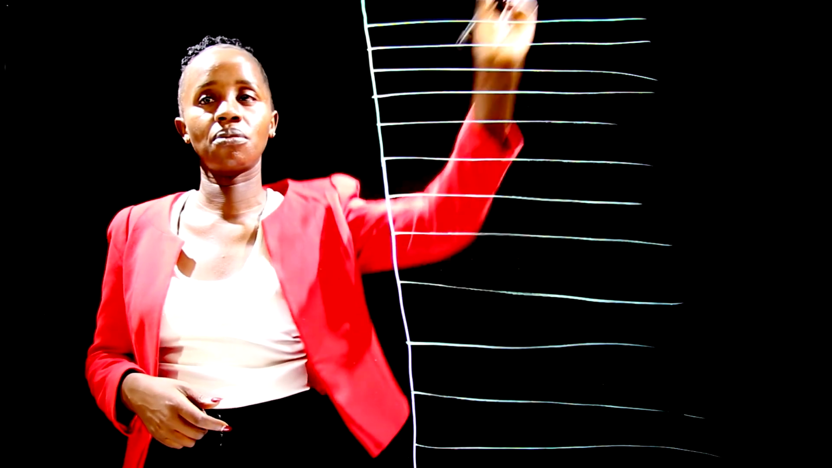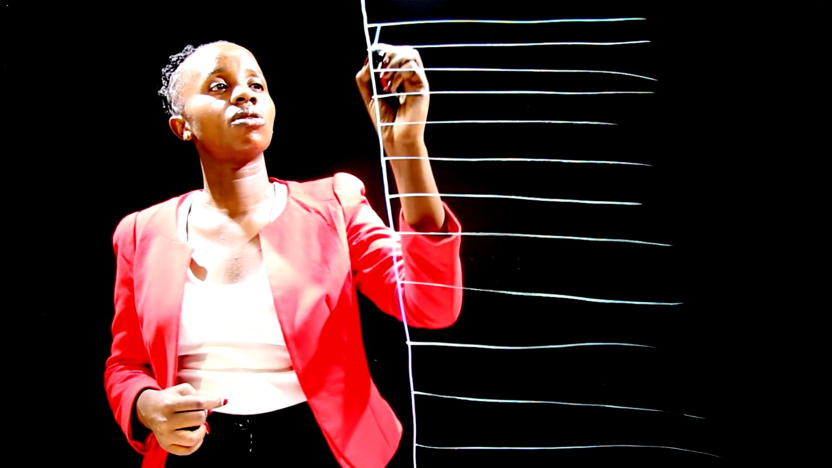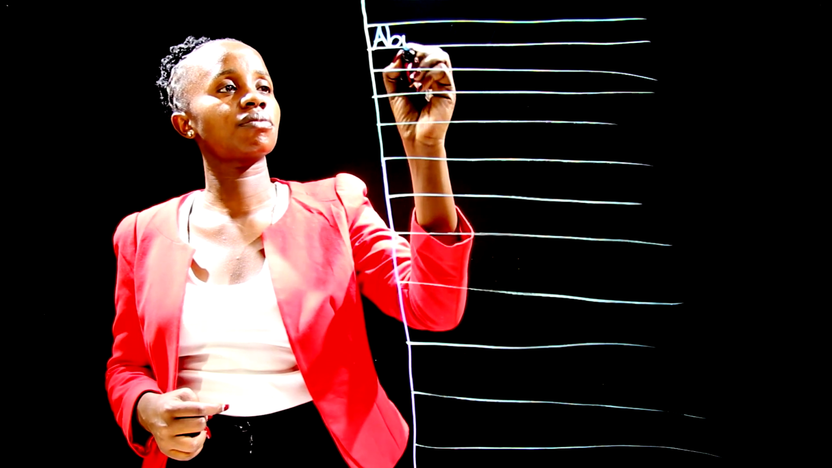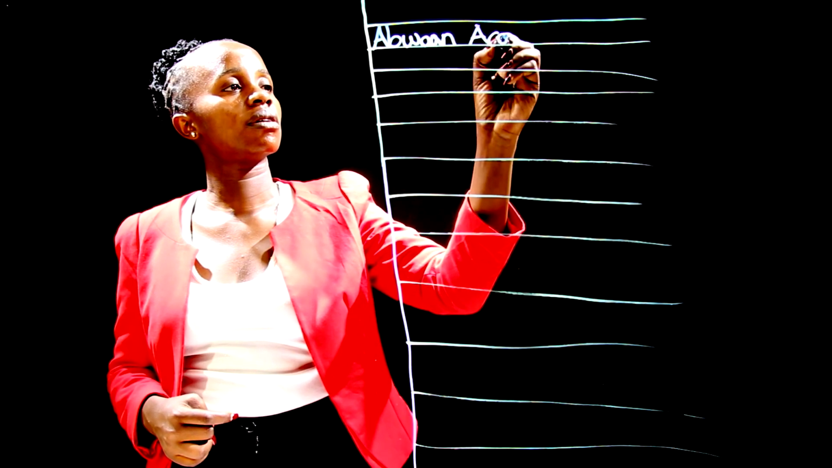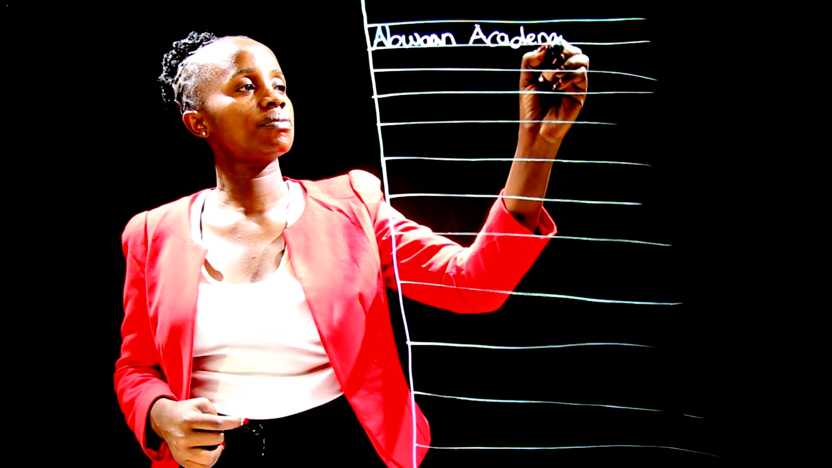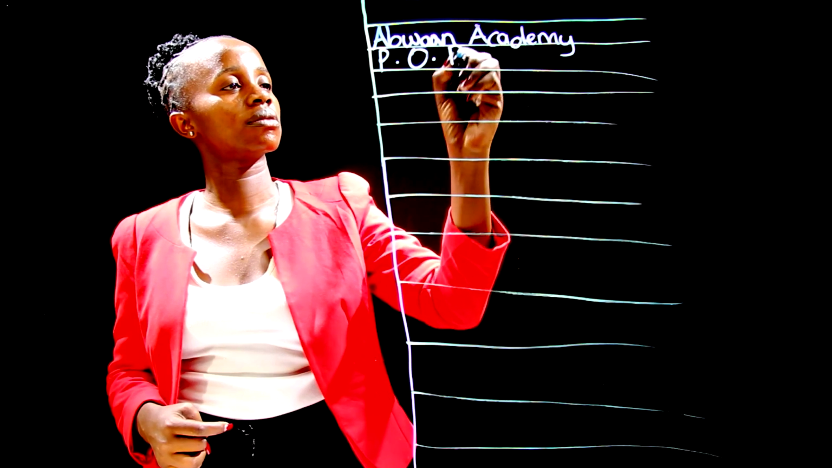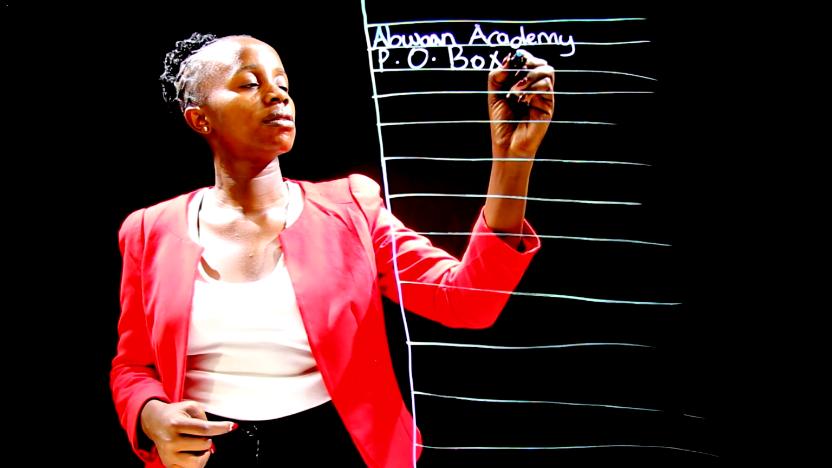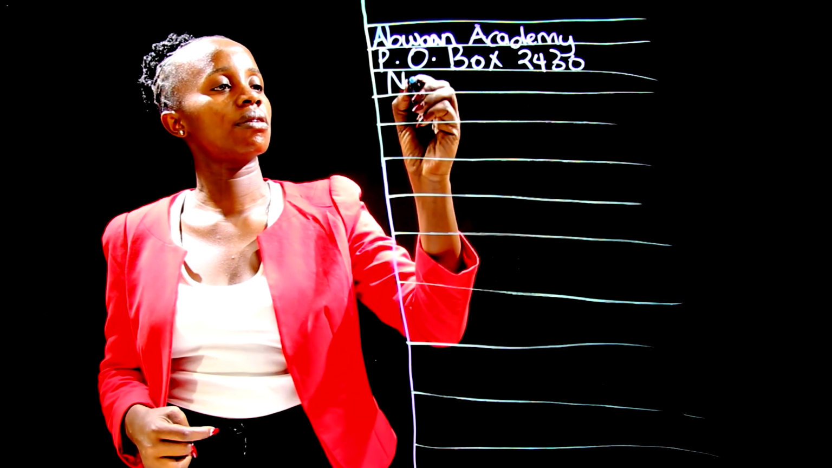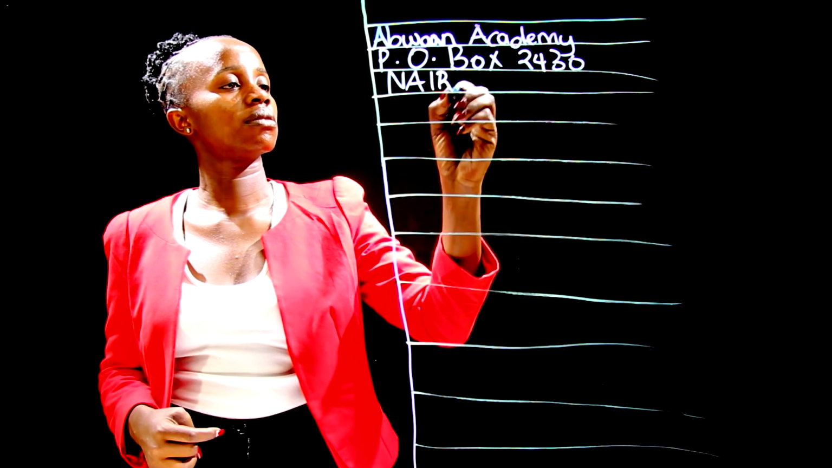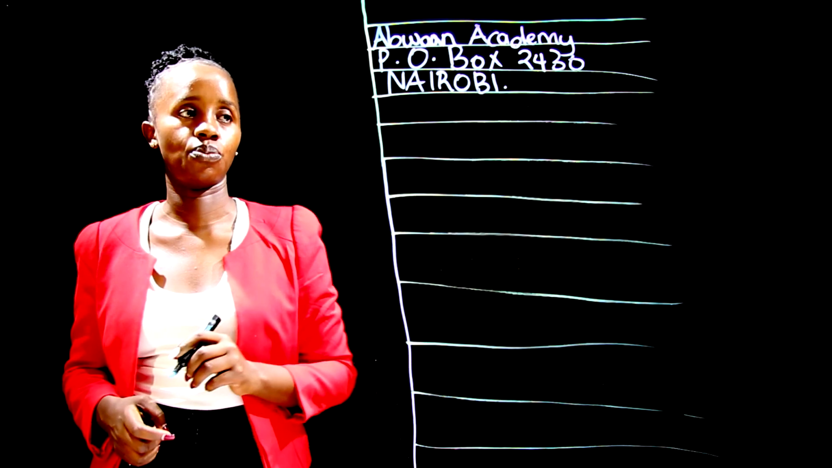So let's assume the name of my institution is Abwan Academies. So Abwan Academy, P.O. Box 2430, Nairobi. Okay, then you put a full stop.